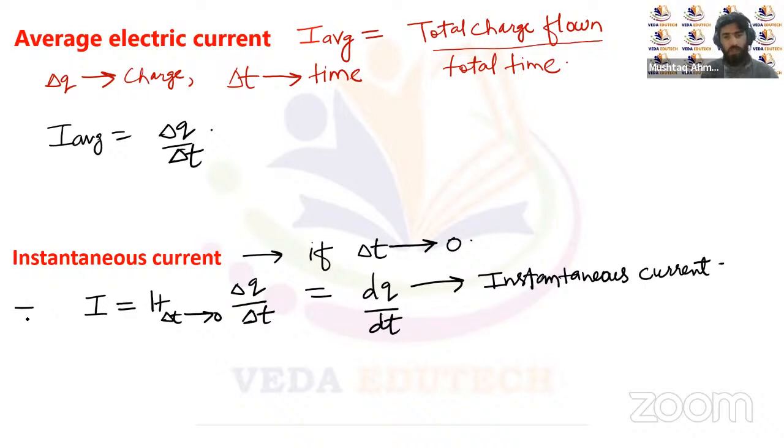So instantaneous current is the rate of change of charge with respect to time, and we can calculate the current at any particular instant by taking the derivative of charge, which is a function of time. Then at that particular instant, we can calculate how much current is flowing through the circuit. So the instantaneous current is the current measured at some particular instant of time, and it is calculated as the first derivative of charge with respect to time.